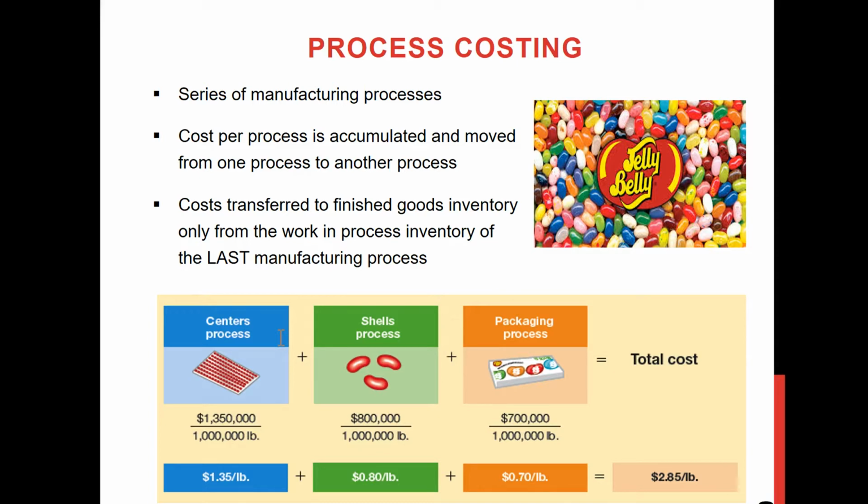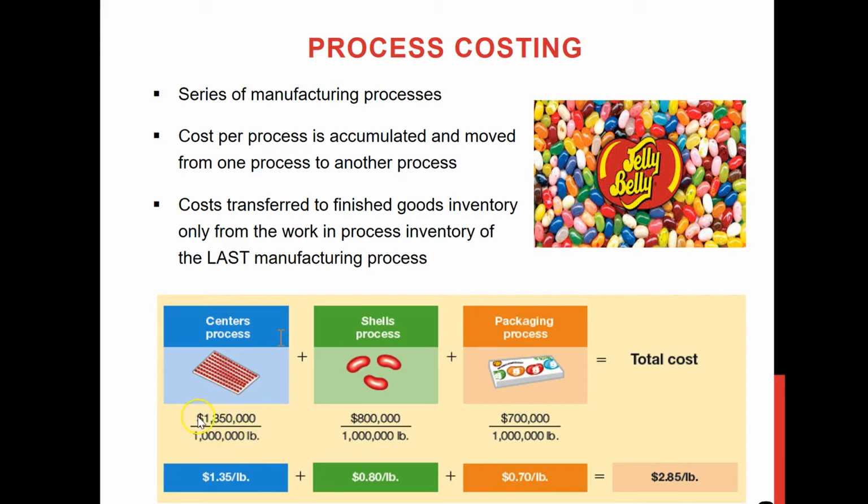This is how they will average the cost for every product. For example, the Jelly Belly company has three processing departments. One is center processing, where they actually produce or process the inside materials, and then they have their shell processing, where they actually make the coating or the shell of those candies, and the third department is their packaging processing department.